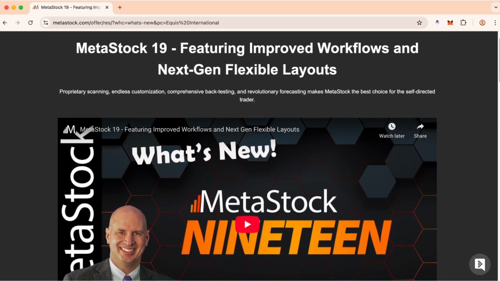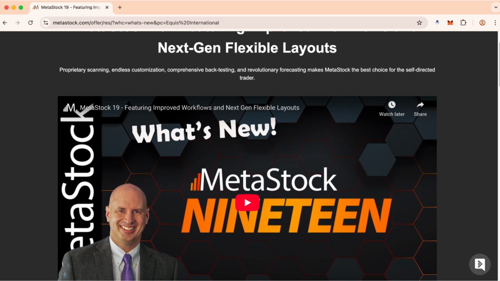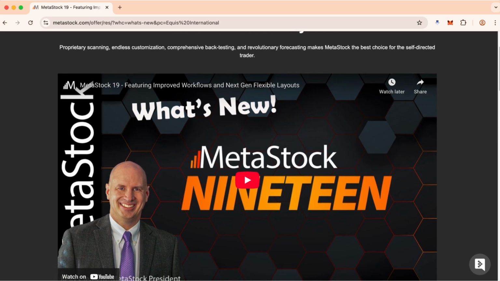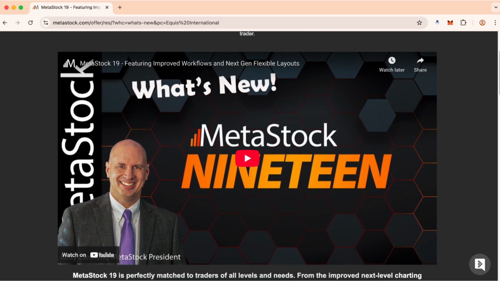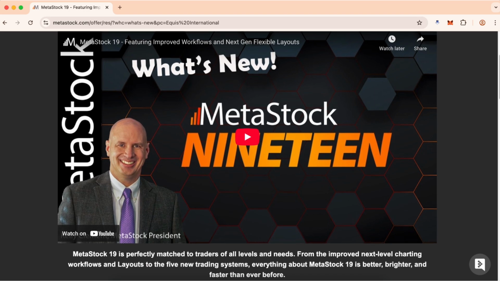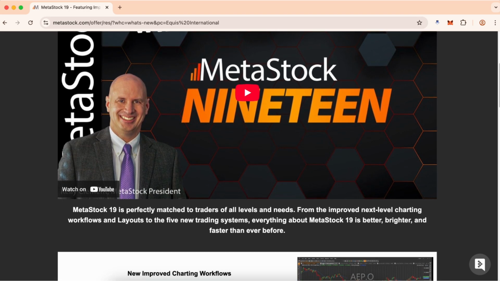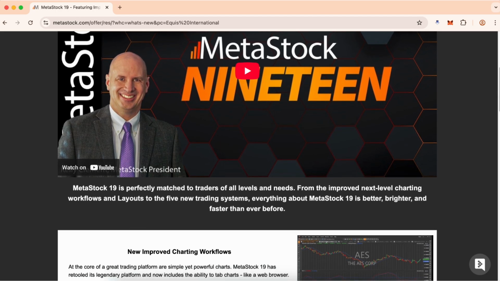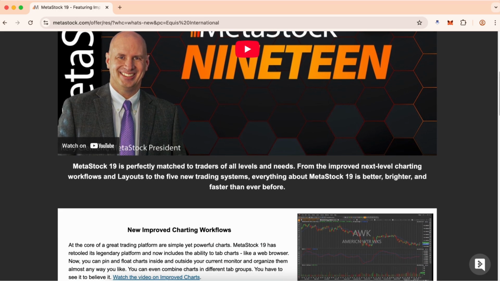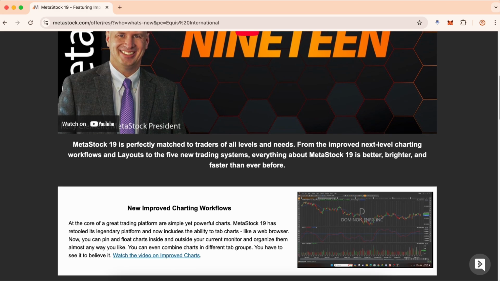What sets MetaStock apart from free platforms like TradingView is its depth of analysis tools and proprietary indicators. We're talking about features like the forecasting module, expert advisors, and the enhanced system tester that can transform how you approach the market. Now, let's break down the key features that make MetaStock stand out in 2025.